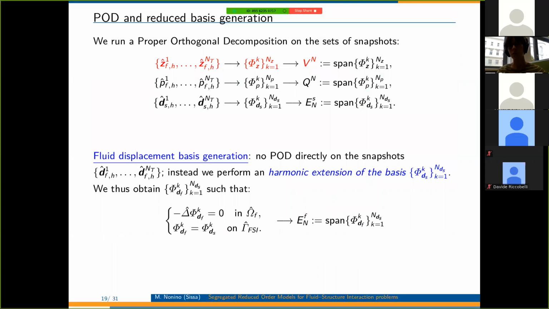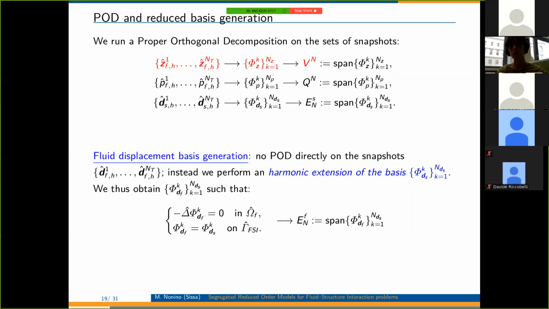Then, from the reduced order point of view, we start by performing a proper orthogonal decomposition on the set of snapshots. As you can see, since each snapshot of zeta satisfies a homogeneous boundary condition on the fluid structure interface, every reduced basis for zeta will satisfy the same boundary condition, and therefore any linear combination of these reduced bases will satisfy the same condition.